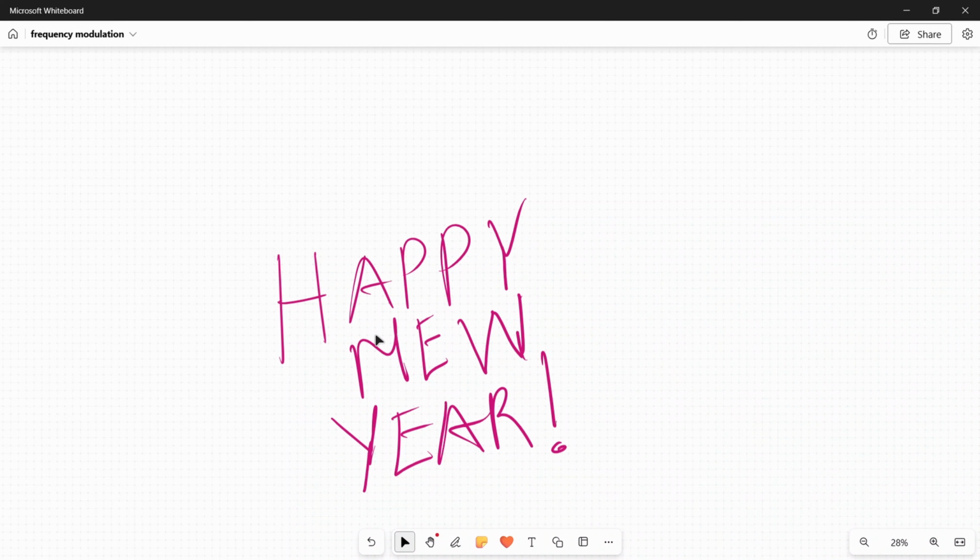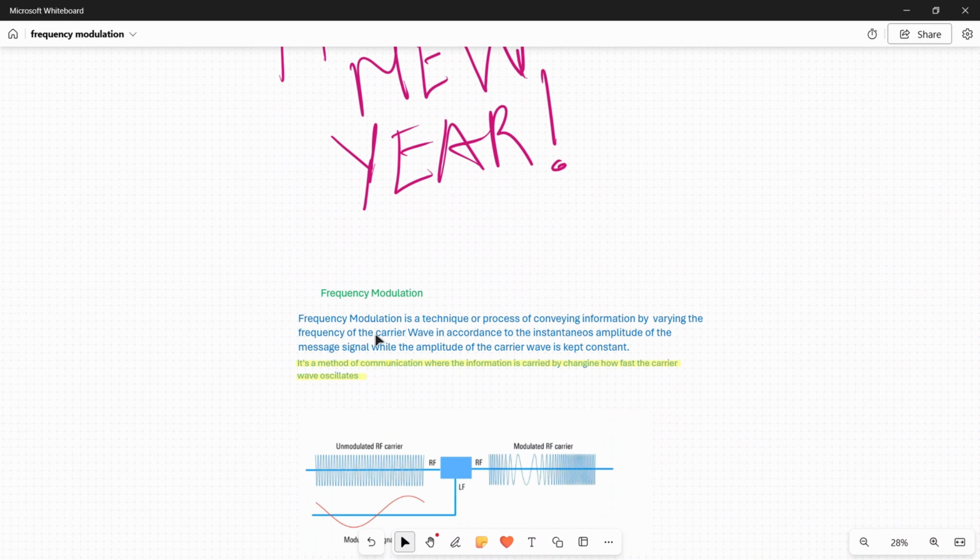So frequency modulation is a technique of conveying information by varying the frequency of the carrier wave in accordance to the instantaneous amplitude of the message signal, while the amplitude of the wave is kept constant. It's a method of communication where the information is carried by changing just how fast the carrier wave oscillates.